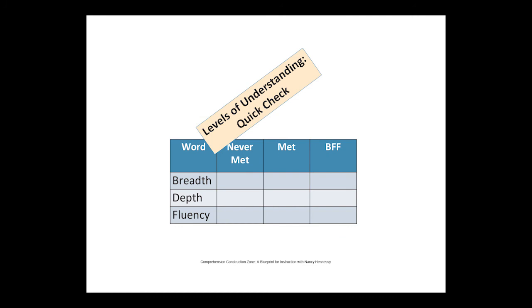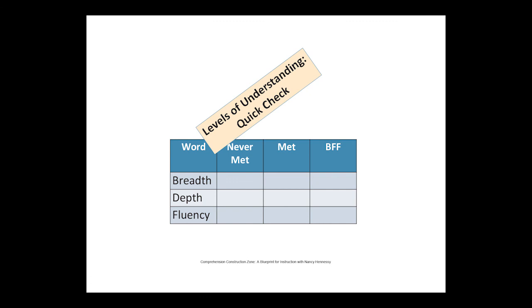So I keep talking about levels of understanding, okay? So here's a quick check for you, all right? And I'm going to send you to your participant guide in a minute for an activity. And I want you to think about this, all right? In the context of vocabulary learning, the words breadth, depth, and I used fluency. In the context of vocabulary learning, all right? What's your level of understanding? All right? If you've never met either one of those words, or any one of the three, I should say, in the context of vocabulary learning, you'd probably put a little check in the box under never met.